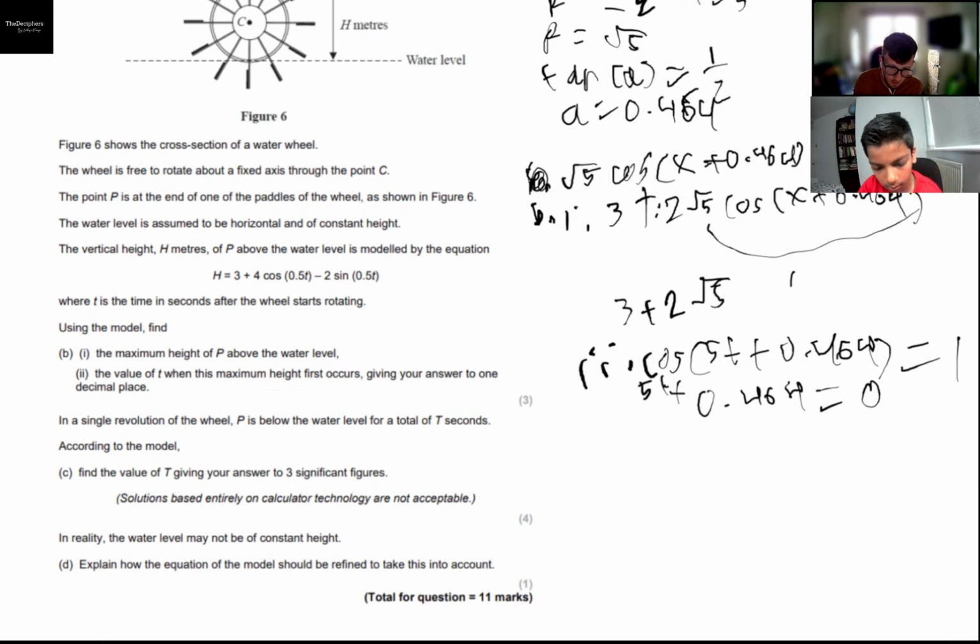Okay, then that is 0 or... No, it's 0.5t, not 5t. 0. And then it's not 0. So it's 360, no, not 360, 2 pi. 2 pi, yeah, that's correct.